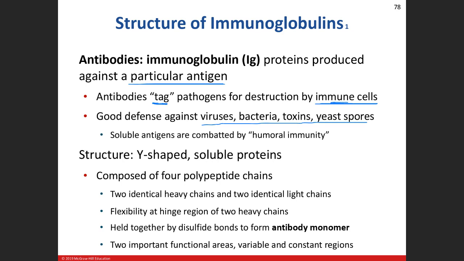As you can see here, viruses, bacteria, toxin, yeast spores, even parasites, these antibodies are great against them. You notice the first thing on the list is viruses, because they work wonderful in that way.